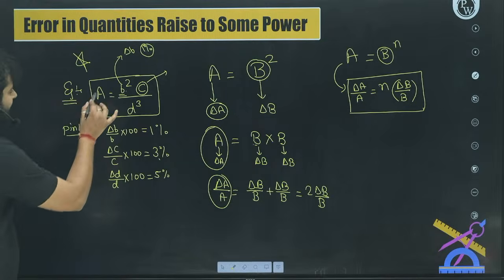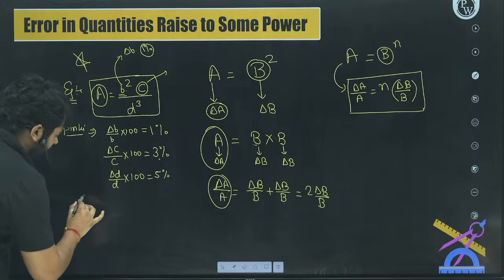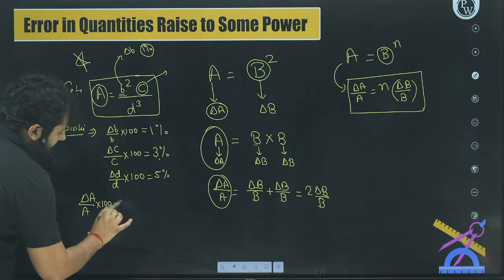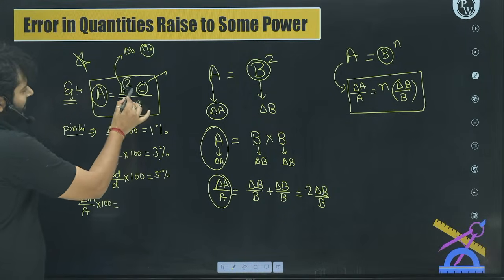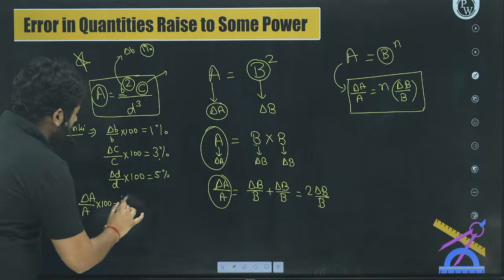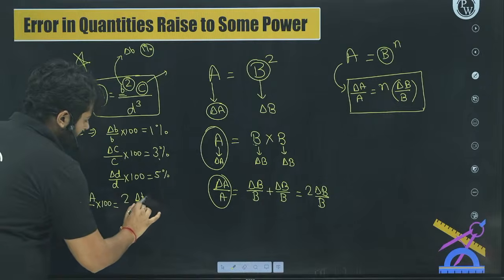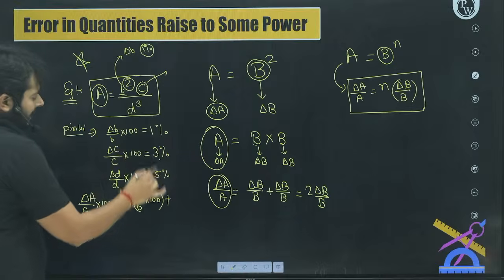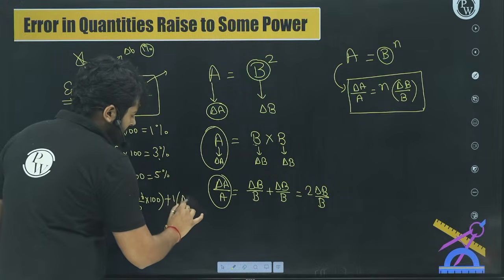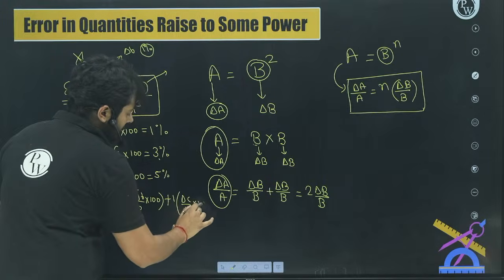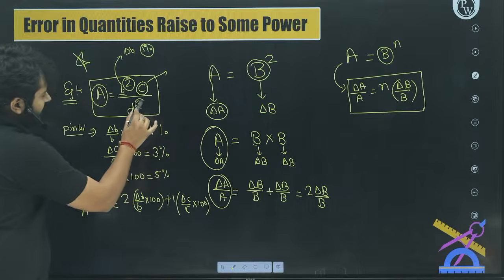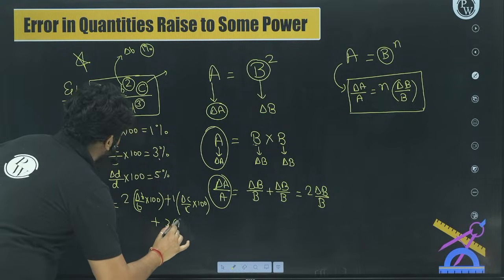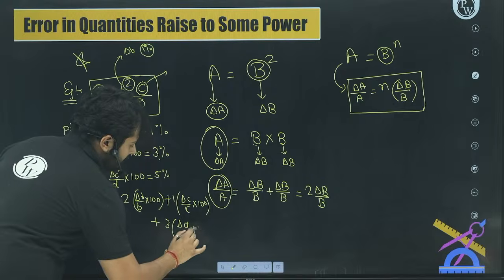So we can say that the percentage error in the result, delta A upon A into 100, is going to be, you see that the power will become the coefficient: 2 times delta B upon B into 100, plus 1 times delta C upon C into 100, and here the power is 3, so the power will become the coefficient: 3 times delta D upon D into 100.